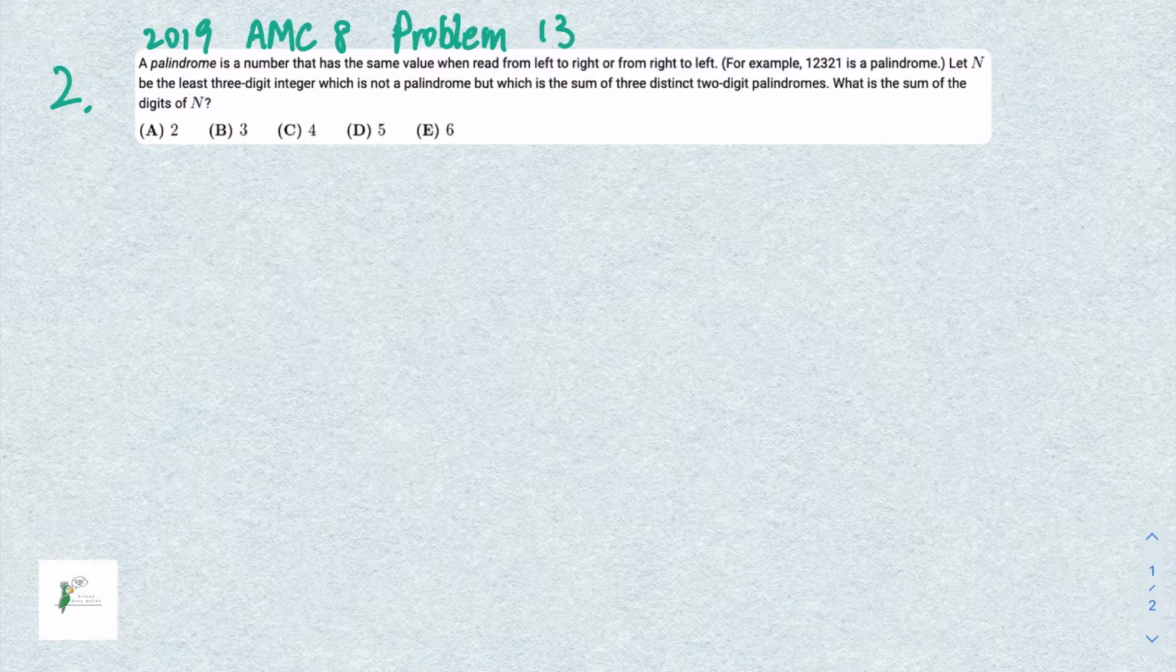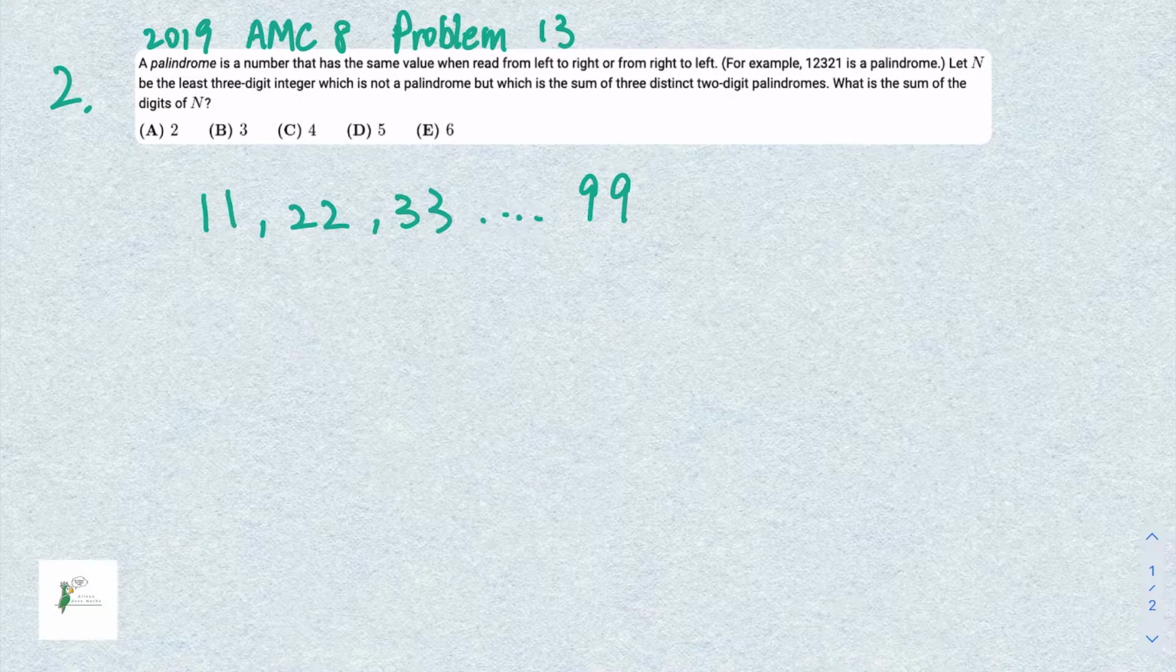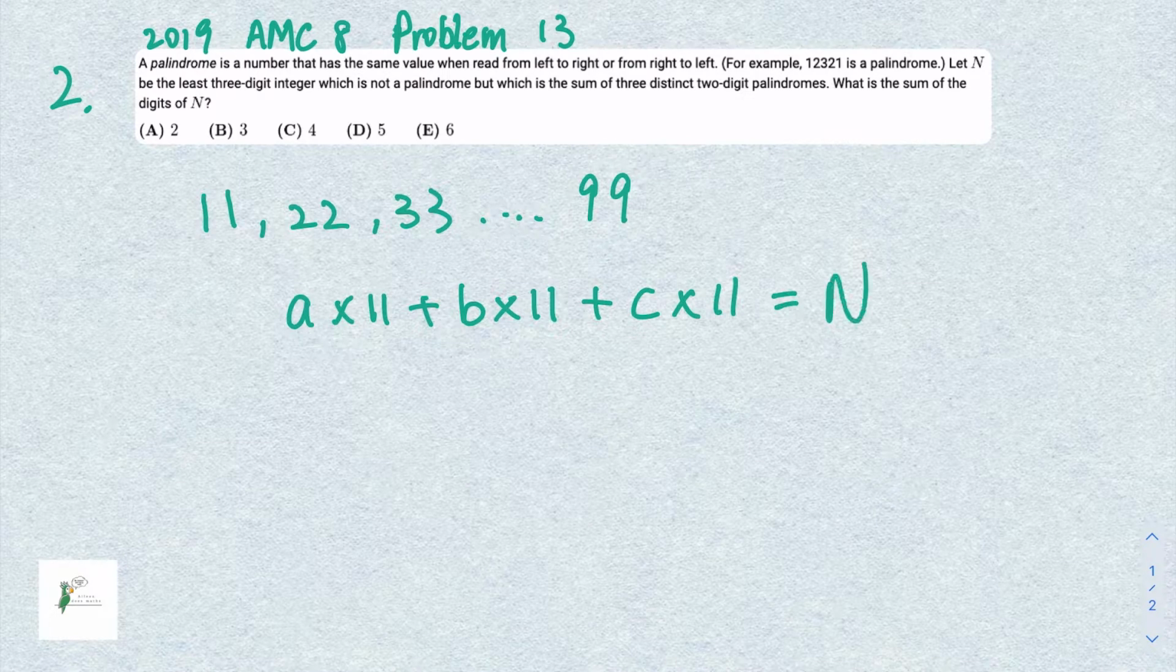So we know that n is the sum of 3 distinct 2-digit palindromes. Well, what are 2-digit palindromes? It's basically numbers like 11, 22, 33, all the way to 99, right? And what we can notice is that these numbers are all multiples of 11, meaning they are divisible by 11. So we can represent them as something times 11. So if you have three of those distinct 2-digit palindromes added together, you can find n, right?